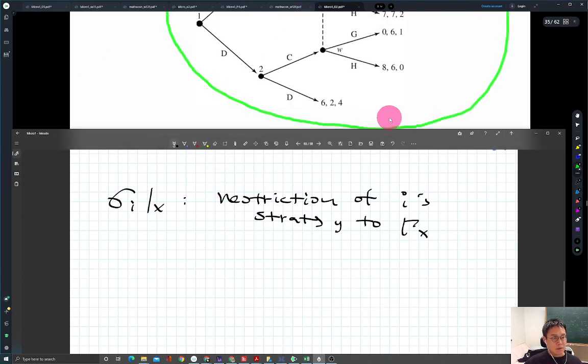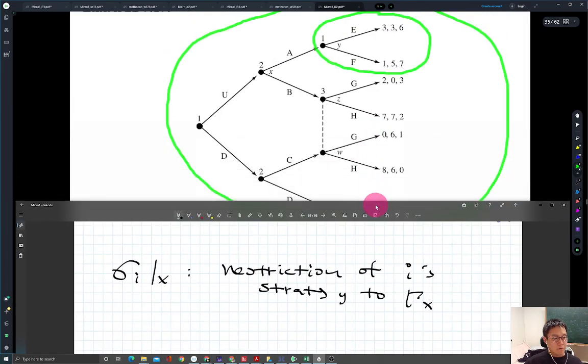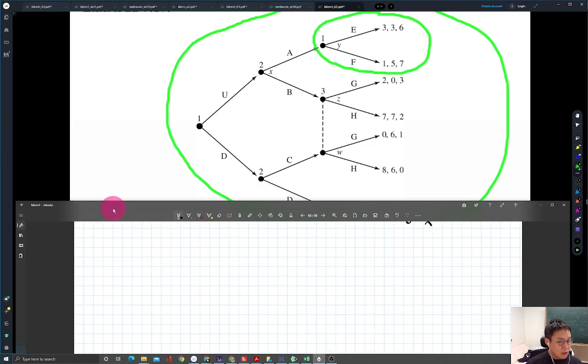To understand this notion, think about the following strategy for player 1, U and E. At this first information set, player 1 attempts to choose U under this strategy, and at the second he attempts to choose E. If I call this S1, player 1's strategy in this extensive form game, its restriction to this subgame Y, under this strategy, he's willing to choose action E. So that is going to be action E.